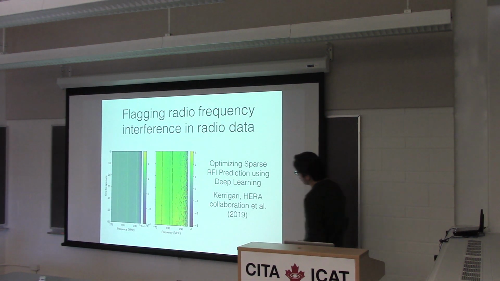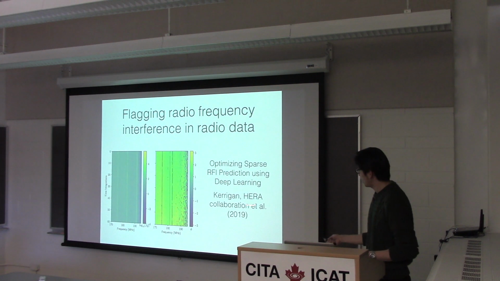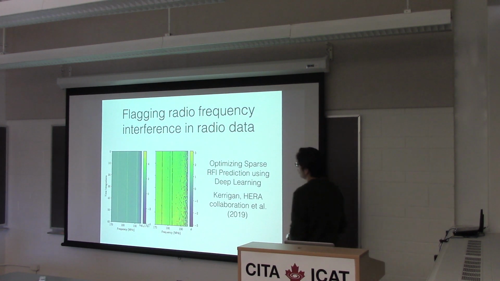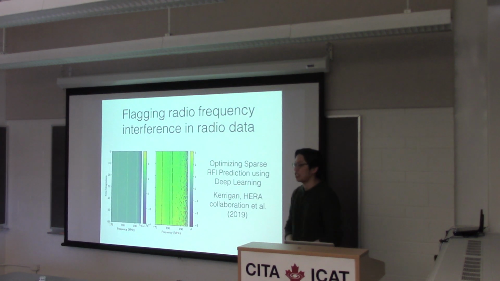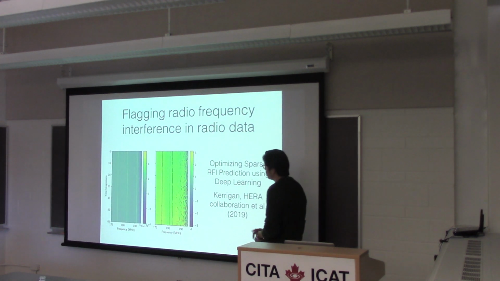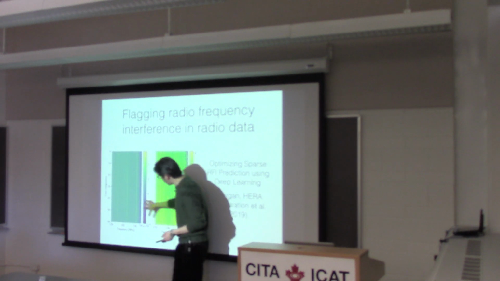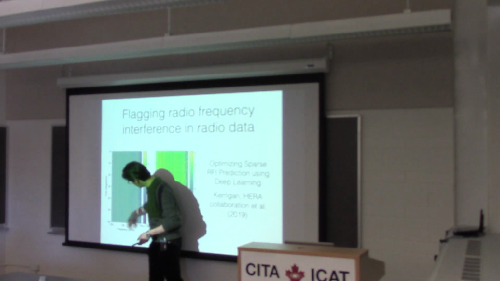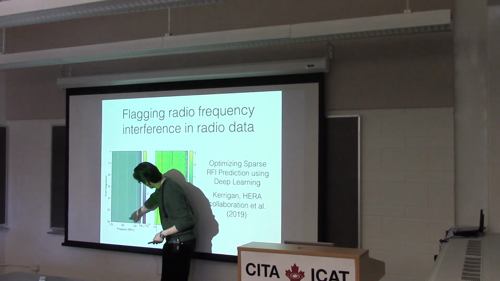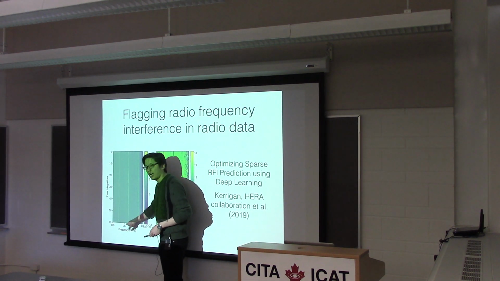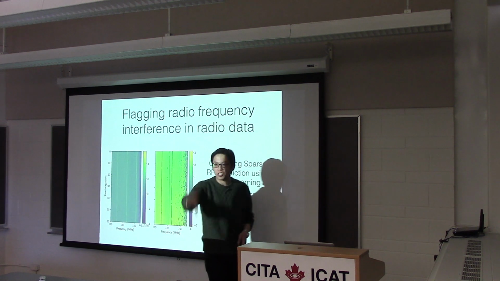Another one, which appeared on the archive not too long ago, led by Josh Kerrigan on behalf of the HERA collaboration, was to see if we can use machine learning to flag radio frequency interference. All right? So those of you who look at radio data are probably accustomed to these plots, frequency versus time, waterfall plots. And for example, something like this might be a radio station, right, at a specific frequency and just persisting through time.